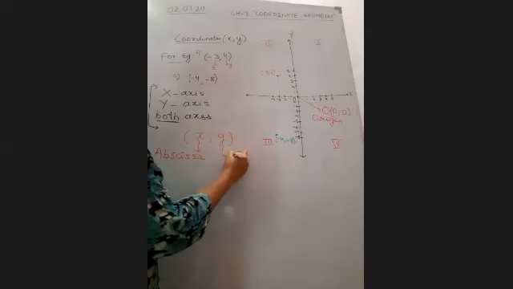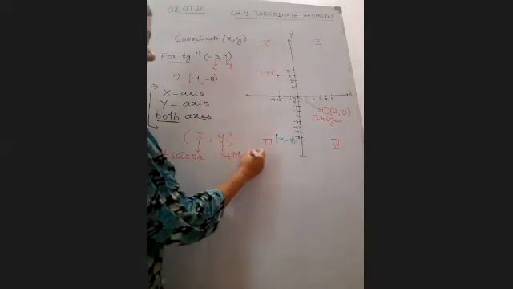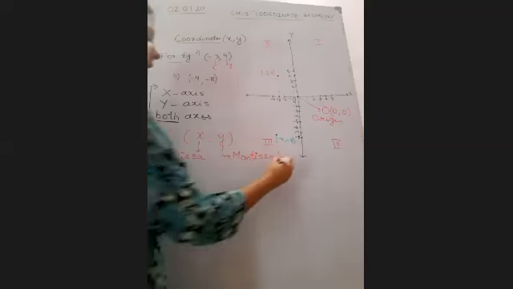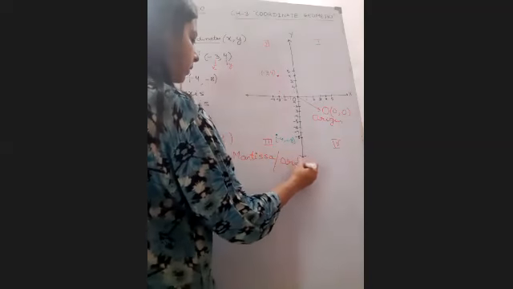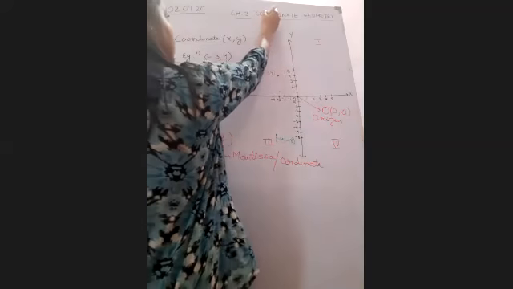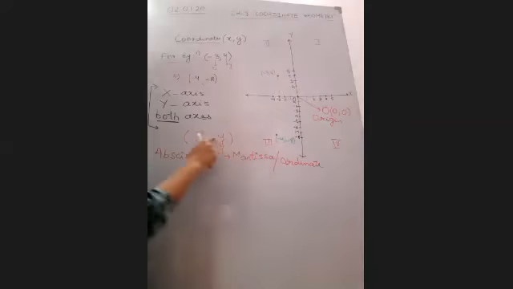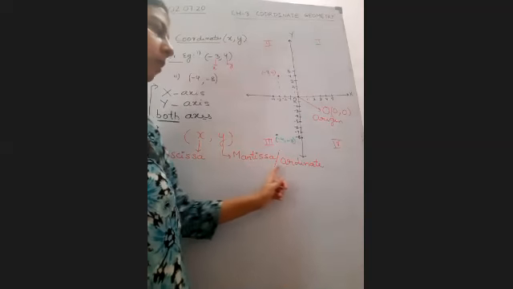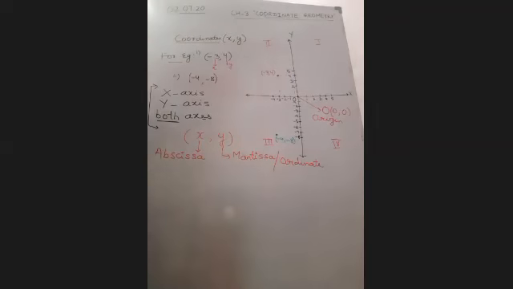The second part, small y, is called either ordinate or the other name. Coordinate, right? This has got just one name, called abscissa. This has got two names. Are you with me, children? Yes, ma'am.